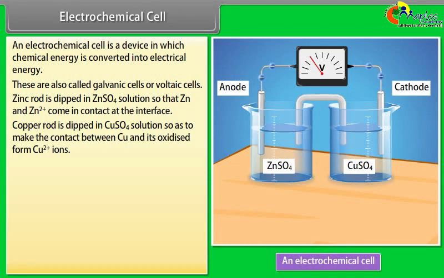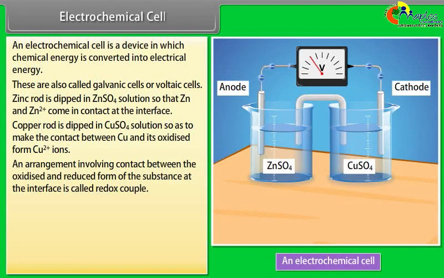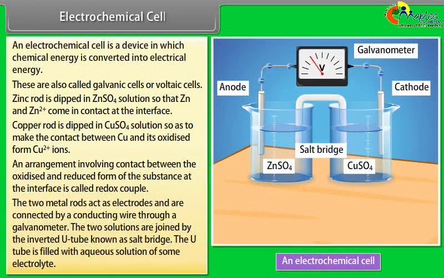Copper rod is dipped in CuSO4 solution so as to make contact between Cu and its oxidized form Cu2+ ions. An arrangement involving contact between the oxidized and reduced form of the substance at the interface is called a redox couple. The two metal rods act as electrodes and are connected by a conducting wire through a galvanometer. The two solutions are joined by an inverted U-tube known as a salt bridge. The U-tube is filled with aqueous solution of some electrolyte.